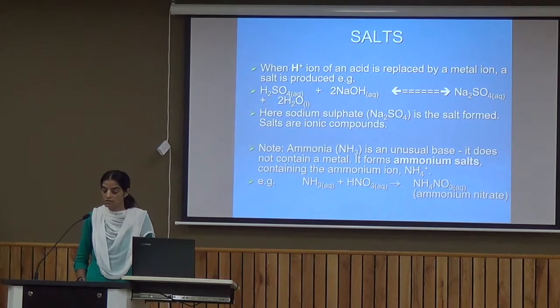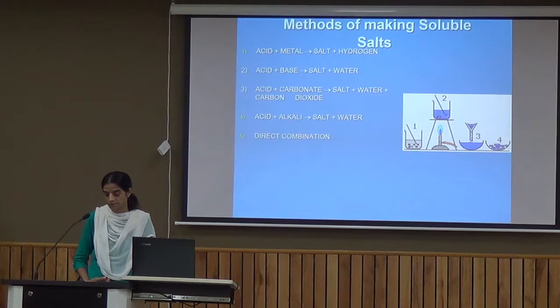Then we have salts. We have discussed acids and bases in detail. Now we have to see salts in detail. When the hydrogen ion of an acid is replaced by a metal ion, salt is produced. Let us see the example. Sodium hydroxide reacts with sulfuric acid to form the salt sodium sulfate. Along with it, water is produced. Similarly, ammonia reacts with nitric acid to form ammonium salts. Like in this case, ammonium nitrate is formed. So ammonia is also a base.